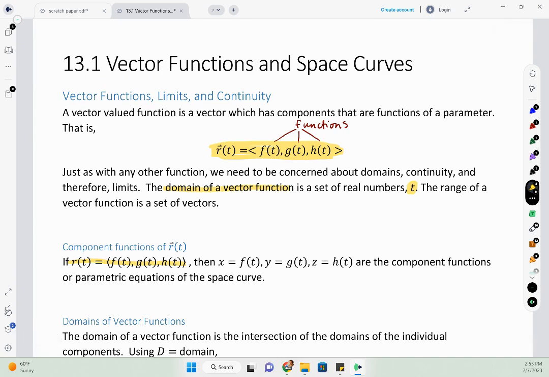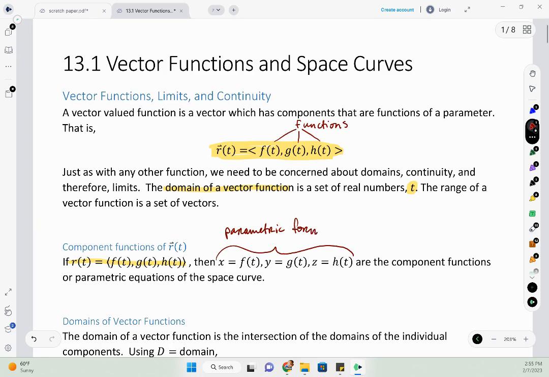The first function, f of t, is falling into the x component. And so if we were to look at the parts of the vector and write them out in parametric form, we would see that x is f of t, y is g of t, and z is h of t. So this is the parametric form of the vector function. And that's why you'll hear me refer to the first component in a vector as the x component, or the third component of a vector as the z component. They're one and the same.